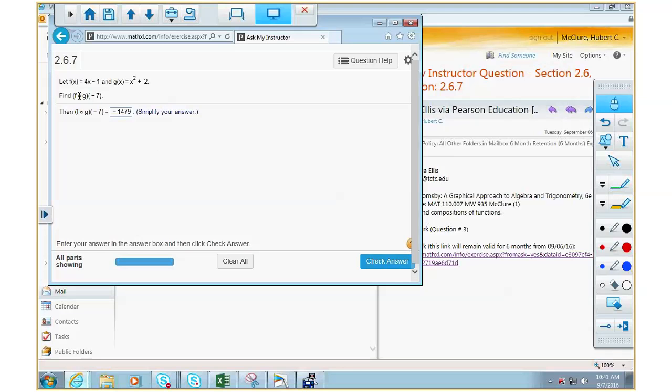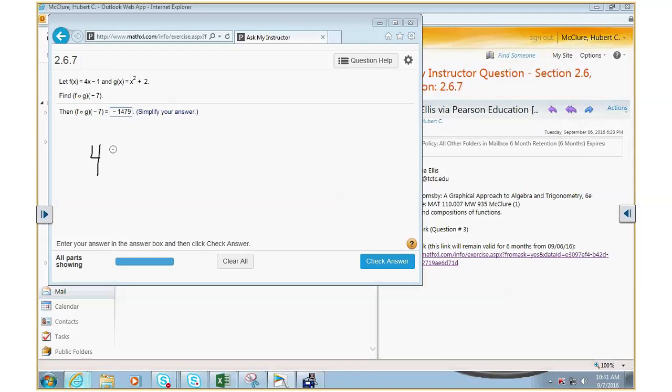Okay, this is F composed of G. Now remember what I told you on F composed of G. F, you're going to rewrite with parentheses. So what is F? What is F of X? 4x minus 1. So you're going to rewrite that as what? 4, big set of parentheses, minus 1. And then what are you going to plug into the parentheses? X squared plus 2.